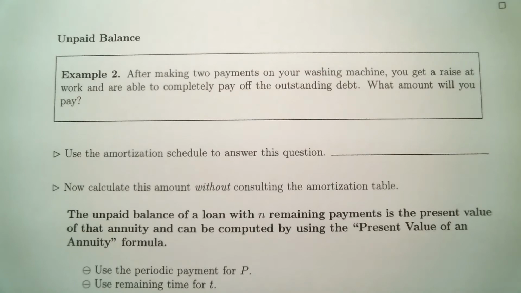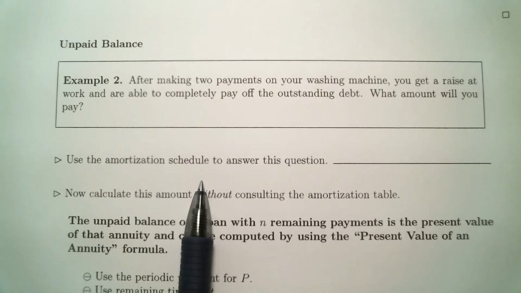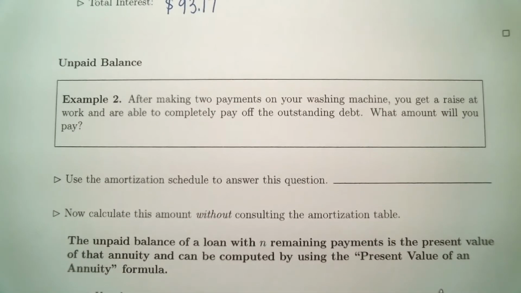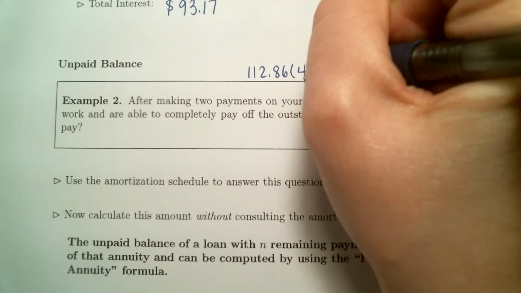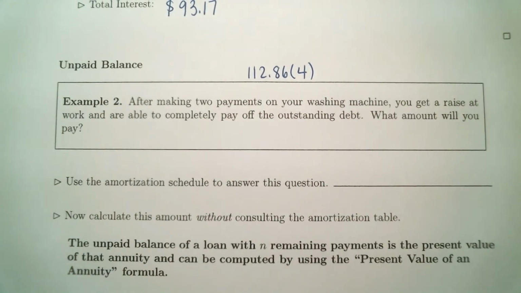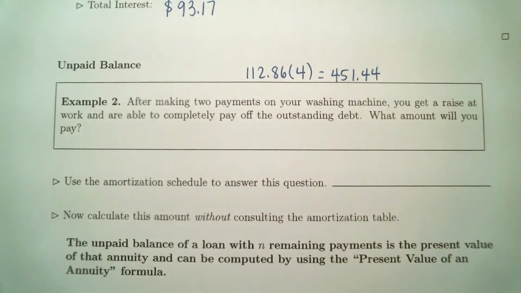Well, you might think, let's do something here before we go to the amortization schedule. I was making payments of $112.86 to pay off this washing machine, and I made 2 payments, and there were 6 payments total, so I have 4 payments left. So I'm still going to owe $112.86 times the 4 remaining payments. If I multiply that out, that would be $451.44. That's how much I still owe.